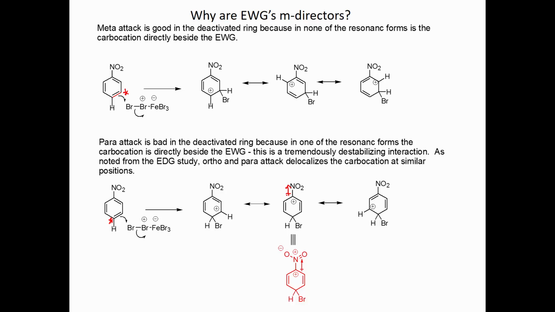We can see that a little better when we draw a nitro group out into its Kekulé structure. What you see is that you have 2 full formal positive charges right beside each other, and that's not good. So for that reason, we do not want to attack the para position or the ortho position, because in the intermediate carbocation, there's a lot of positive charge character directly at the electron withdrawing group, and that's a bad situation.